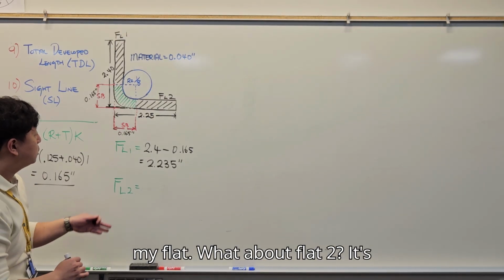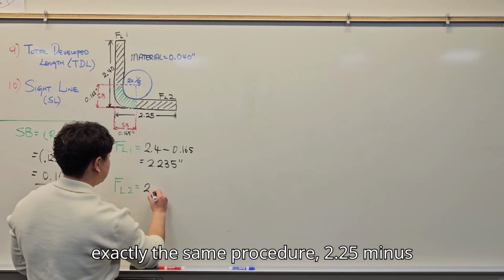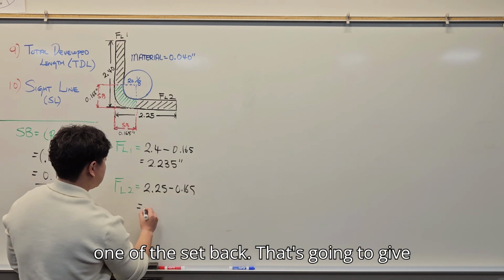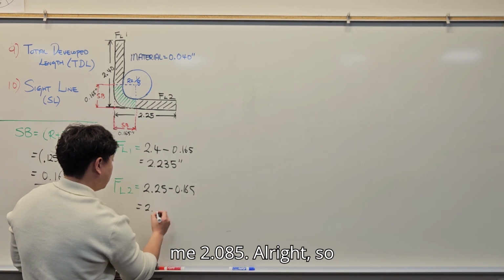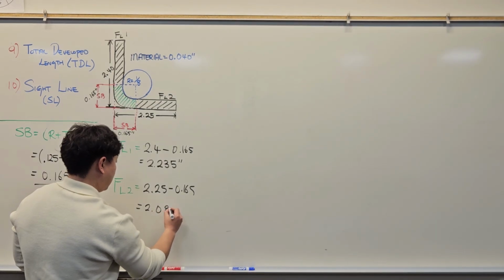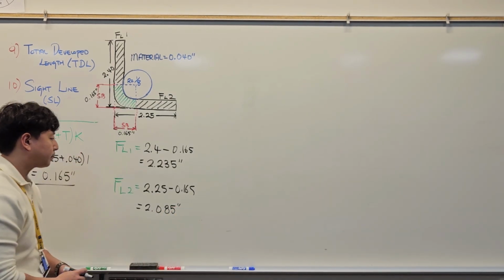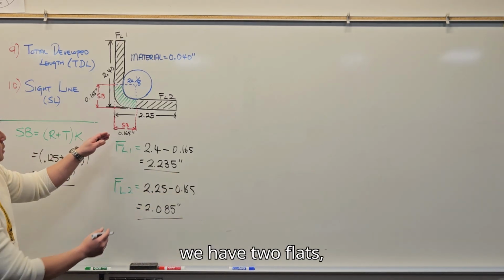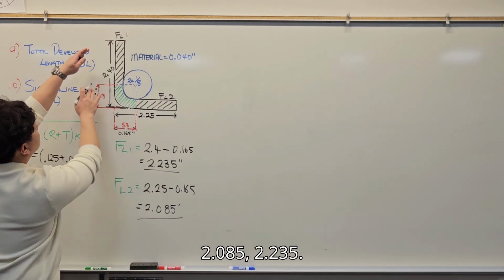What about flat 2? It's exactly the same procedure, 2.25 minus the setback. That's going to give me 2.085 inches. Right? We have two flats, 2.085 and 2.235.